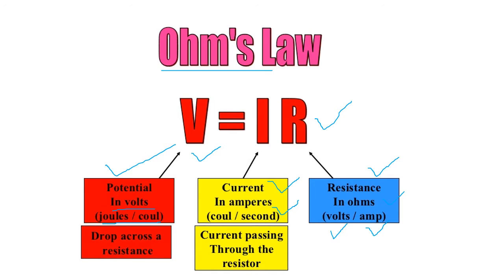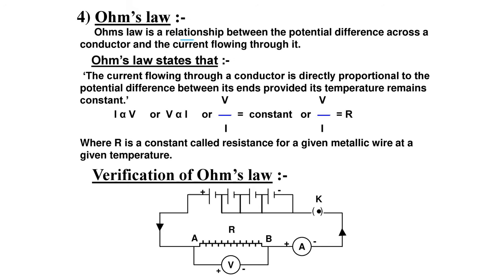Okay, so this is the current passing through the resistor and the drop across a resistance. This one you have to remember. You have to remember this formula, V = IR. This is Ohm's law. It states that there is a relationship between the potential difference across a conductor and the current flowing through it.